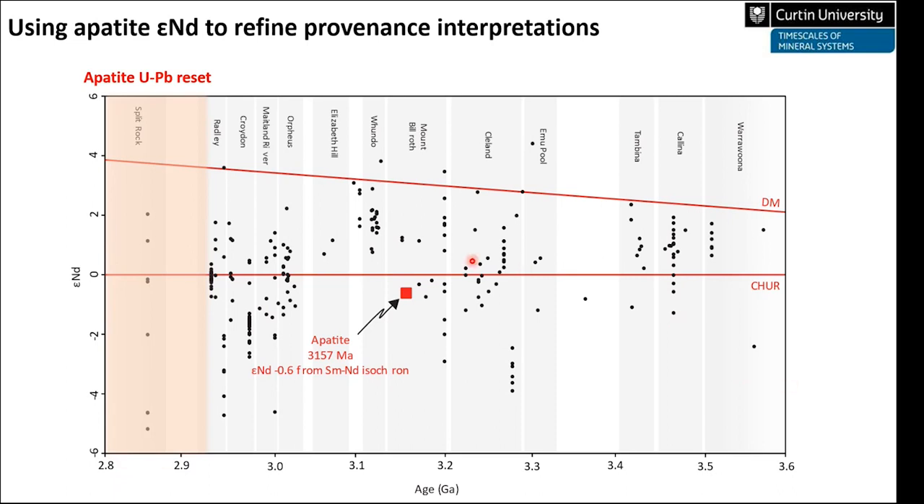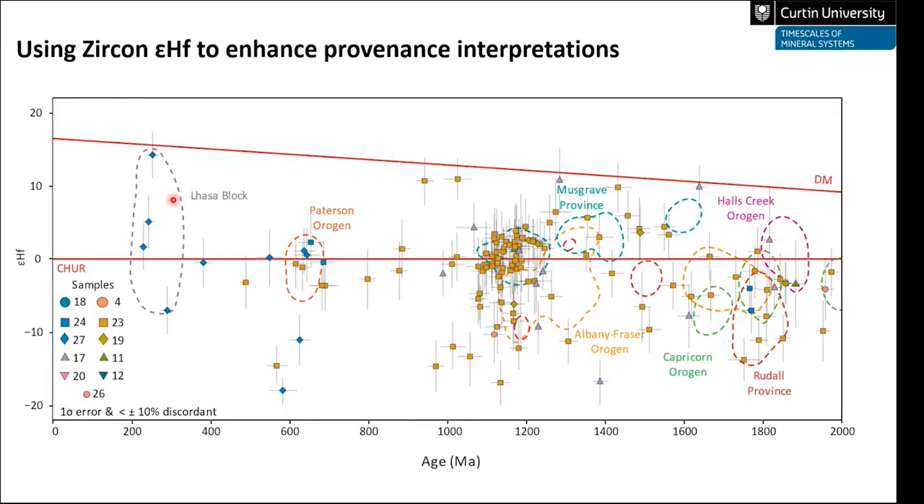So, whilst the majority of apatite is seemingly derived from the granitoid lithologies of the Mount Edgar Dome and other similar granitoid domes, a more intermediate to mafic apatite population has seemingly contributed to the apatite that was reset during this event. And of course, we can also use zircon epsilon hafnium to enhance our provenance interpretations.